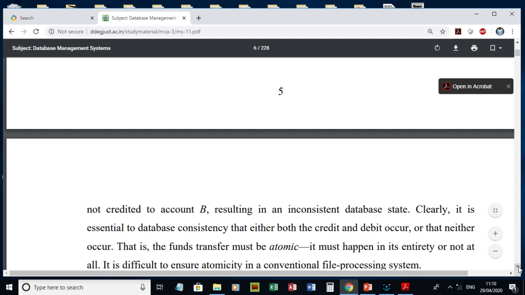This results in an inconsistent database state. So it is clearly essential to database consistency that either both the credit and debit occur, or that neither occurs at all. Neither occurs at all. Okay? Either both debit and credit occur at the same time, or none does. That is, the fund transfer must be atomic.